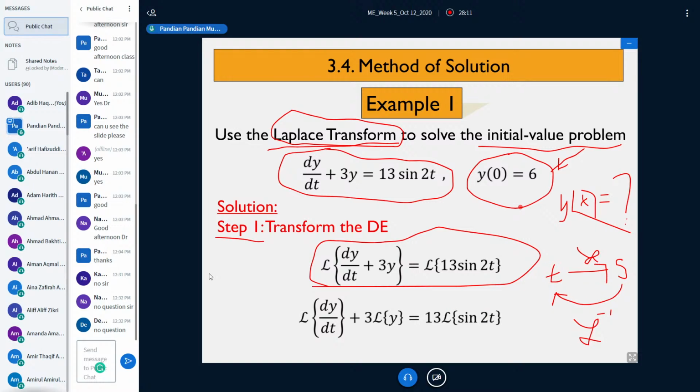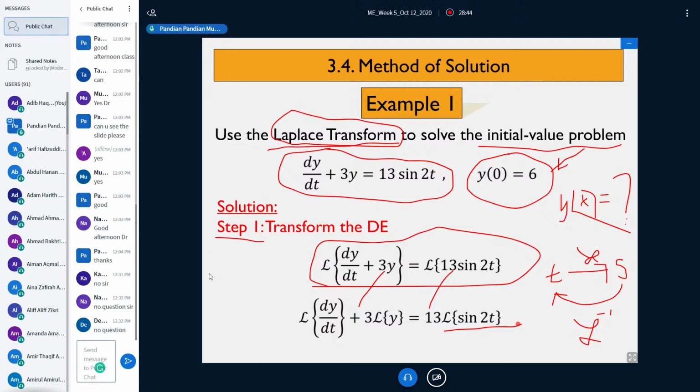Look at this example. So you take Laplace of the left-hand side and Laplace of the right-hand side. Laplace of dy/dt plus 3, take out 3, Laplace of y(t) equals 13, take out Laplace of sine 2t. For Laplace of sine 2t, you go back to the table.